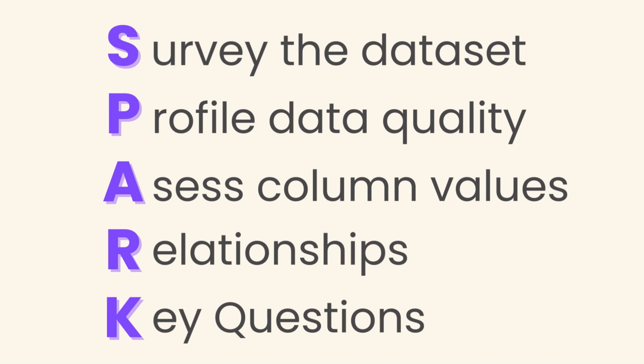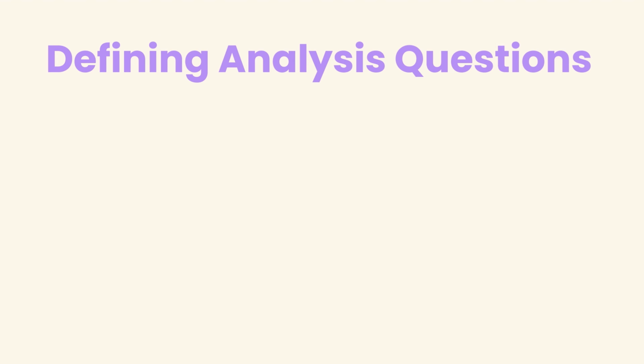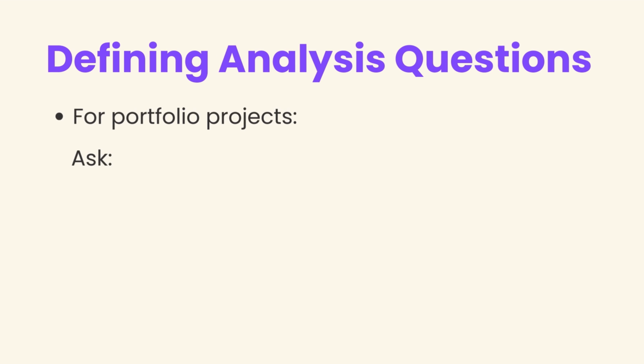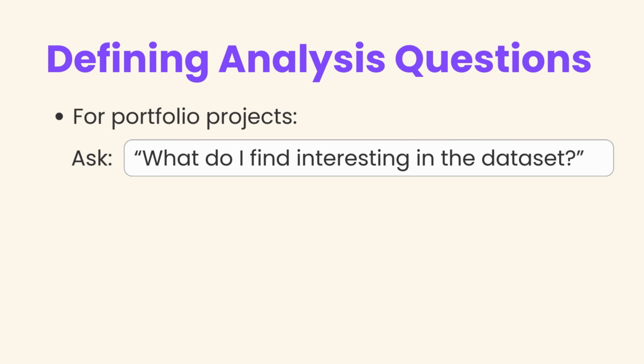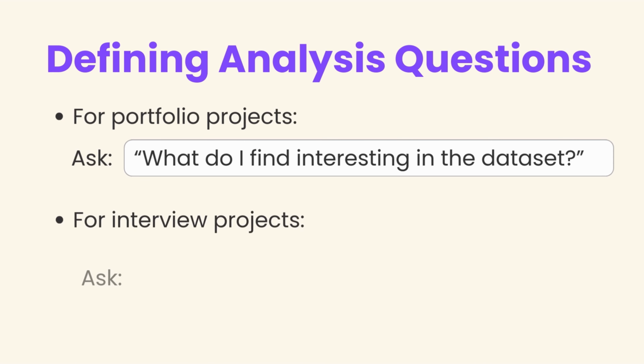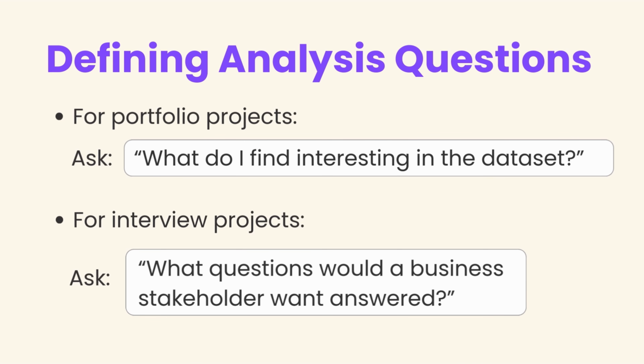Step 5, key questions. Now that you have a good understanding of what the data set contains, what values are in each column, and a little bit of knowledge about the relationship between the columns, you can start defining the questions you want to answer in your analysis. If you're doing this as part of a portfolio project, these questions can just be around things you found interesting in the dataset. But if you're doing this analysis as part of an interview, think about who your stakeholder is and what kinds of questions they might want answered. For example, a marketing manager would care about different things than an operations manager.